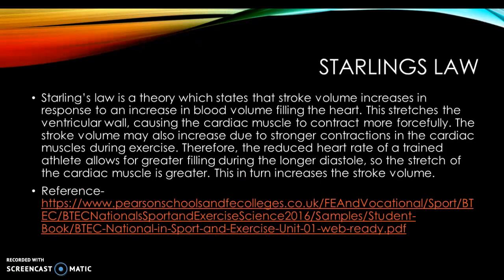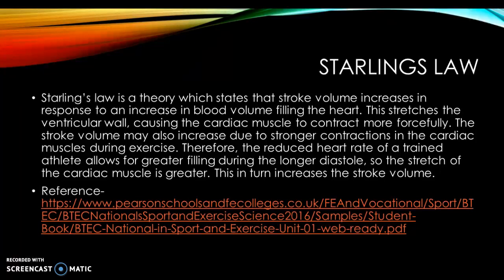Starling's law. Starling's law is a theory which states that stroke volume increases in response to an increase in blood volume filling the heart. This stretches the ventricular walls, causing the cardiac muscle to contract more forcefully. Stroke volume may also increase due to stronger contractions in the cardiac muscles during exercise.